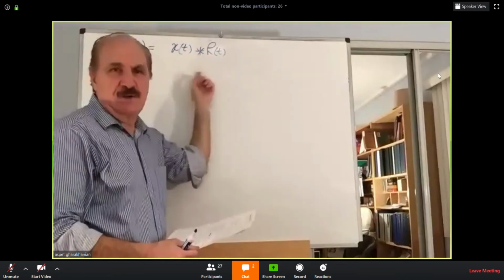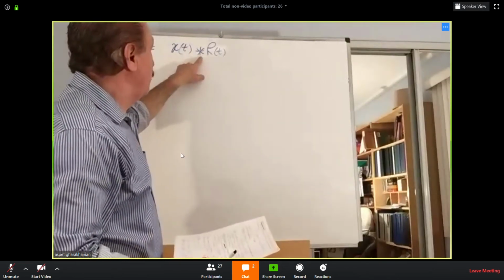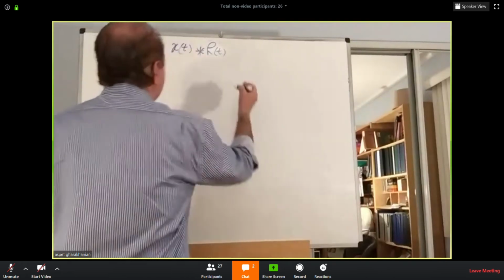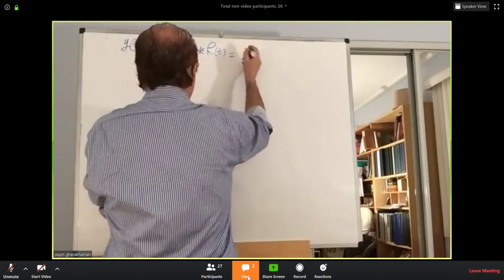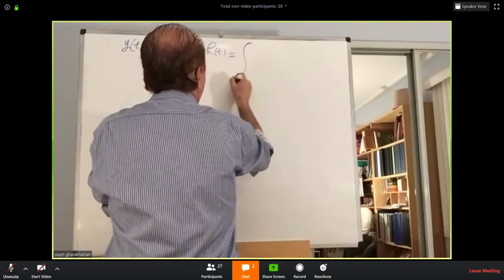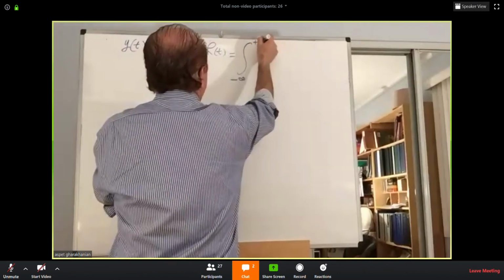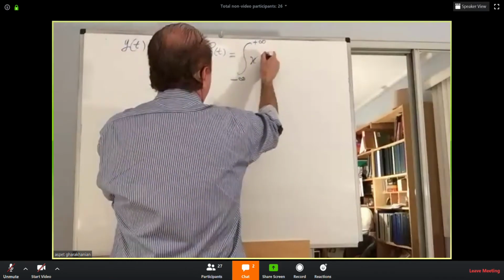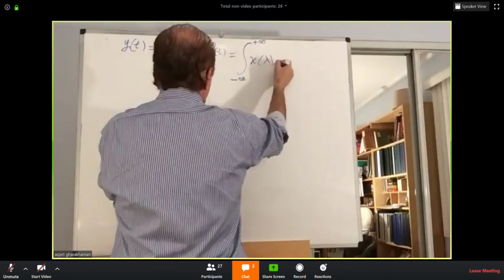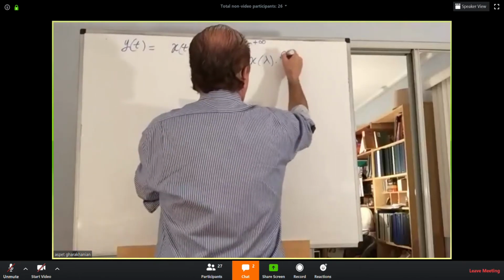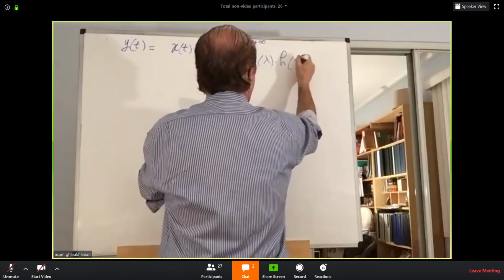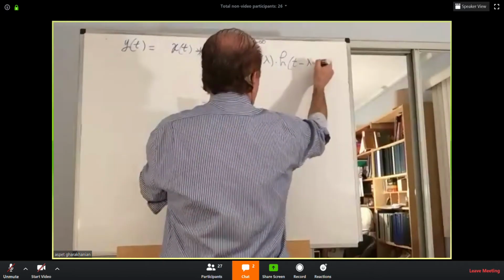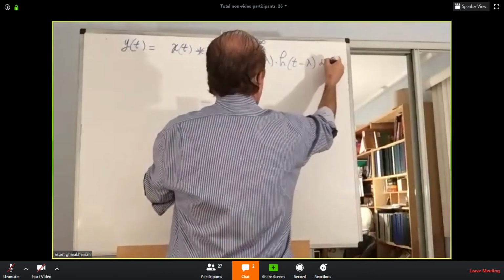Time for convolution. And this star means this integral. y of t is equal to the integral from minus infinity to plus infinity of a dummy variable, lambda, h of t, which is time, minus the dummy variable lambda, d lambda.